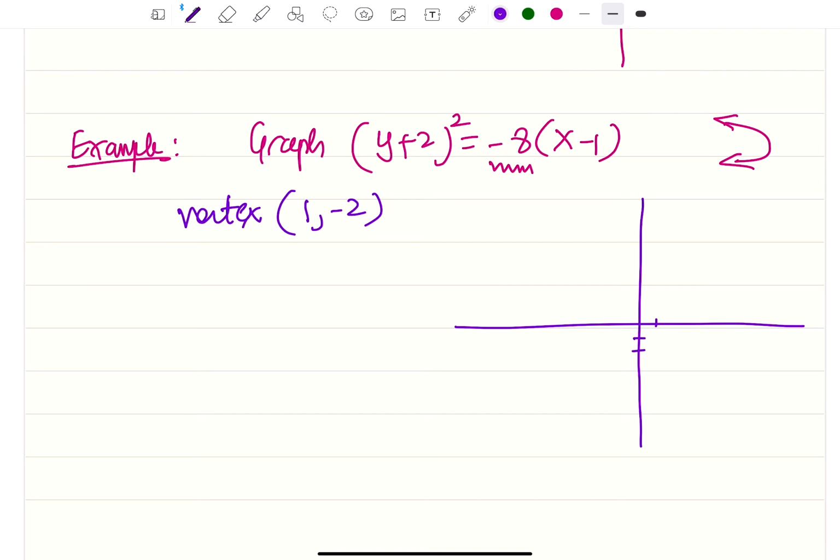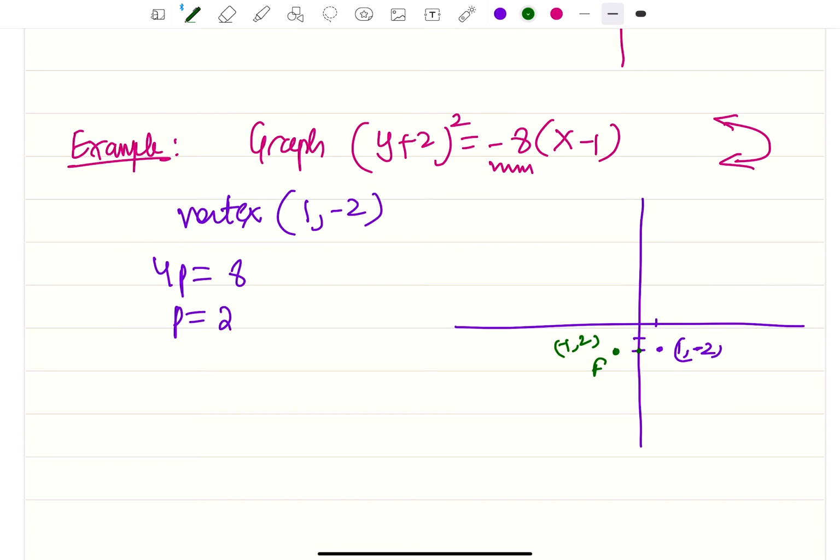The vertex will be 1, -2. X is 1, y is -2. And this parabola opens to the left. Let's find out the p. 4p is 8. P is going to equal 2. So going 2 units inside, I will have my focus, and the coordinates for the focus will be, when we go left and right, the y coordinate does not change, but we want 2 units to the left of 1. I would be at -1 for the focus.